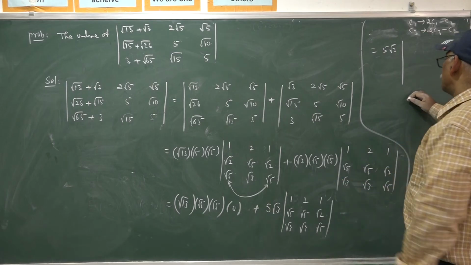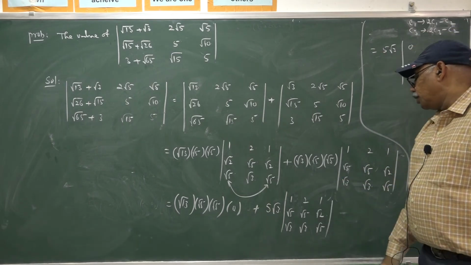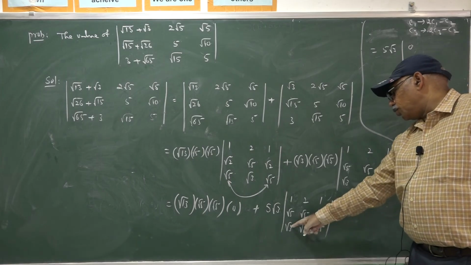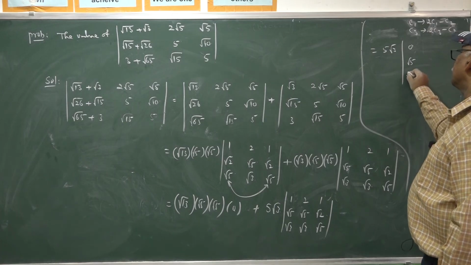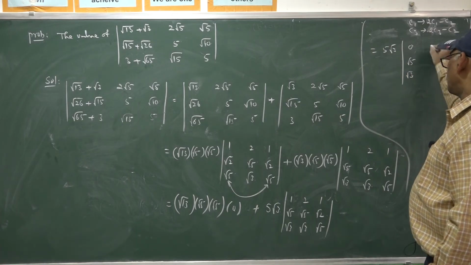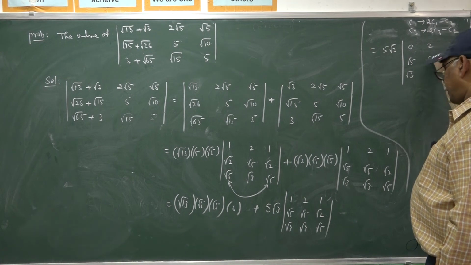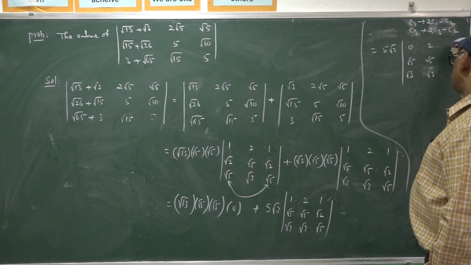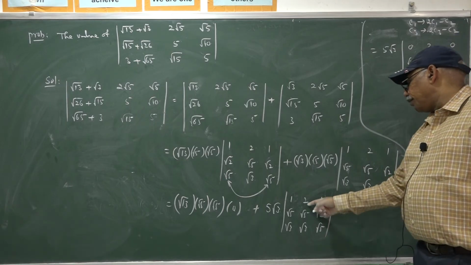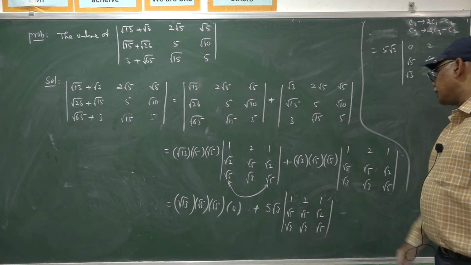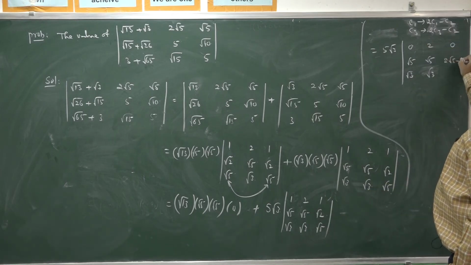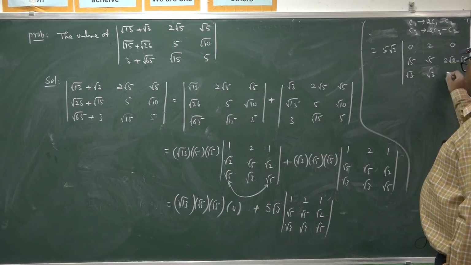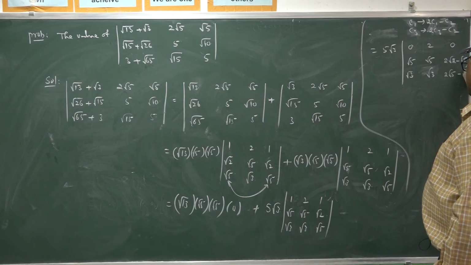So, 2 minus 2, 0. 2 root 5 minus root 5, that gives us root 5. 2 root 3 minus root 3, that gives us root 3. 2 and root 5, root 3. Similarly, 0, 2 minus 2, 0. 2 root 2 minus root 5, 2 root 2 minus root 5, 2 root 5 minus root 3.